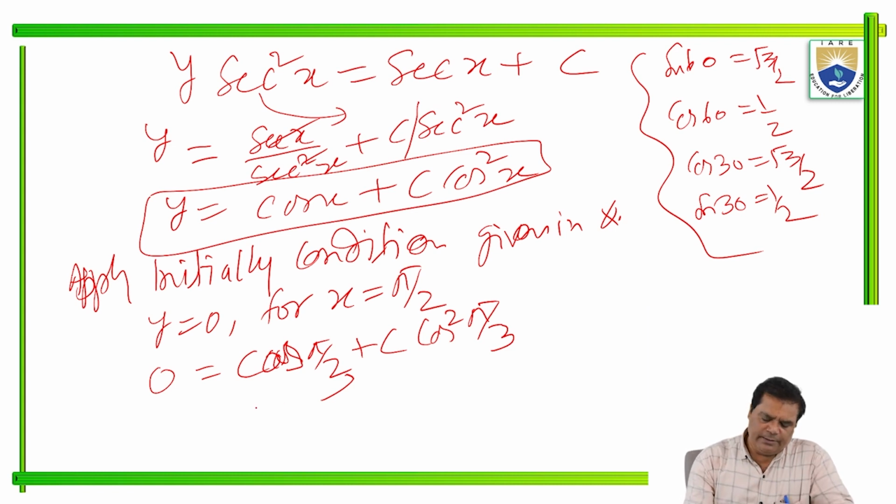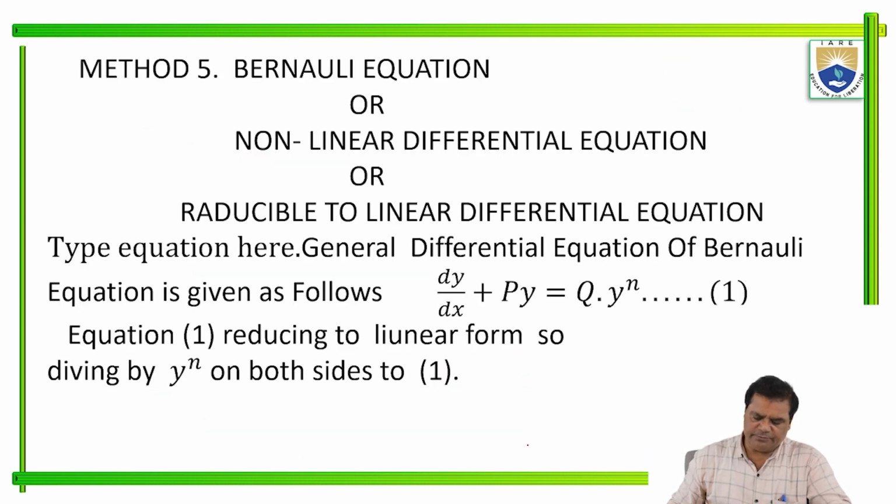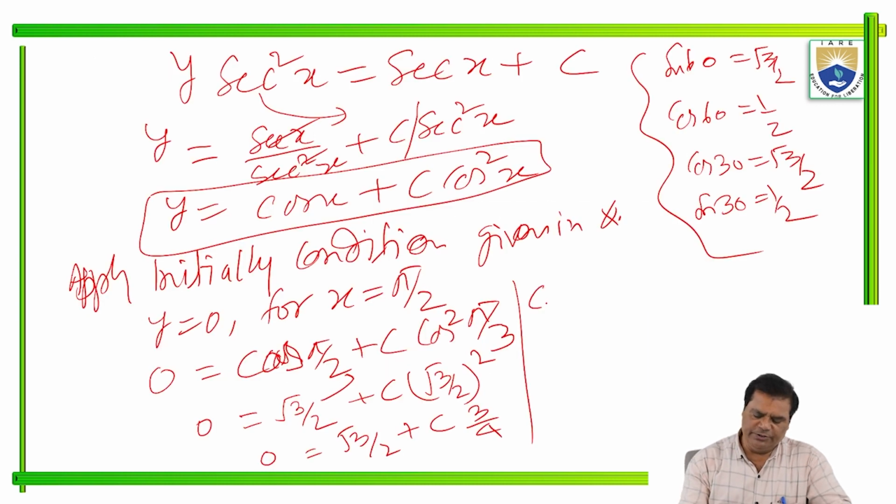So here cos 60 means 1 by 2, plus c times cos square, that is 1 by 2 whole square, which is 1 by 4. So this equals 1 by 2 plus c by 4, and this equals 0. Taking this to the other side, the value of c equals minus 1 by 2 upon 1 by 4.